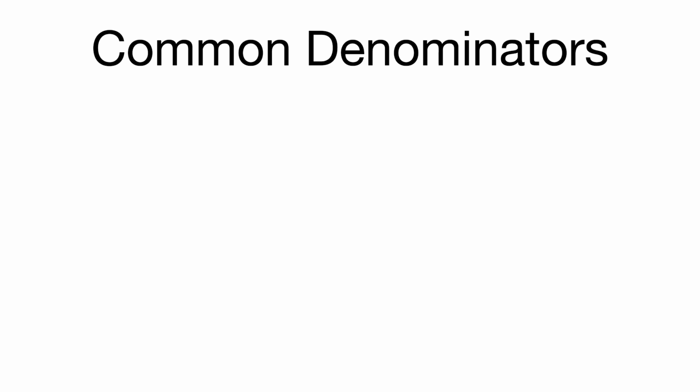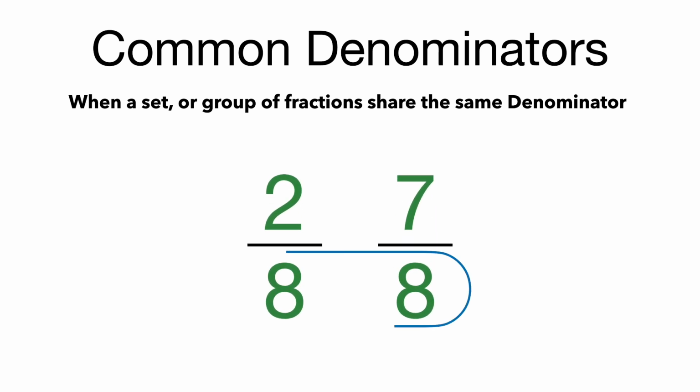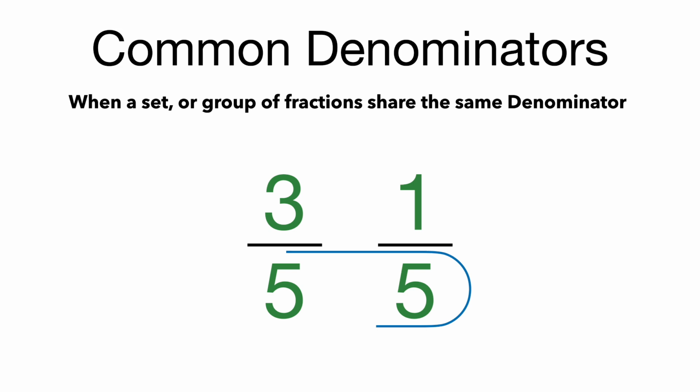So now we're going to get into common denominators. Common denominators are when a set or group of fractions share the same denominator. An example of this would be 2/8 and 7/8. They both share the denominator of 8, so these have common denominators. Here's another example of common denominators. You have 3/5 and 1/5, and they both share the denominator of 5.